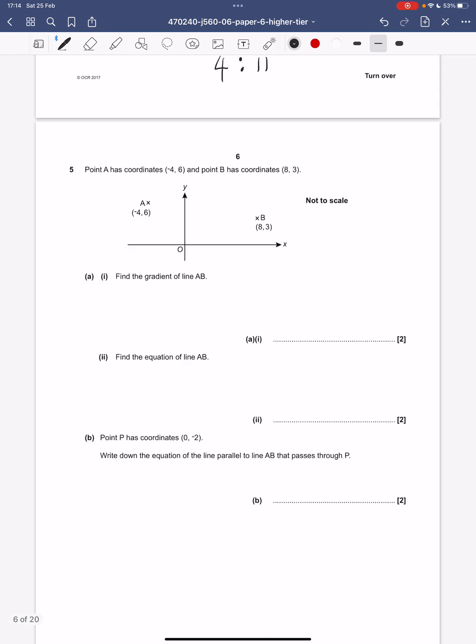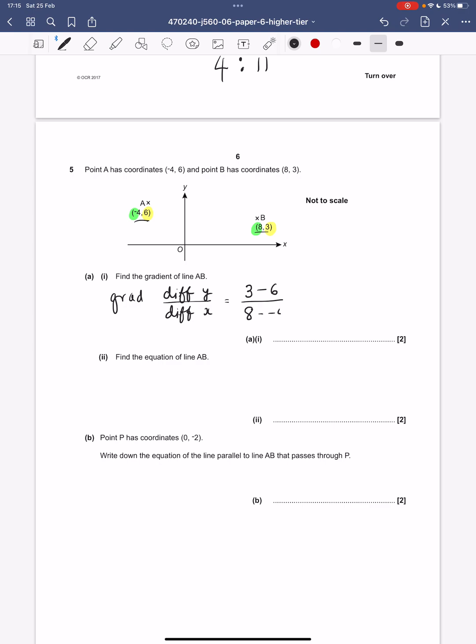Right, number 5. A has coordinates -4, 6. B has coordinates 8, 3. Find the gradient of AB. So the gradient is the difference in y divided by the difference in x. Okay, so the y's, I'll go for a different colour for a change. 3, there's the y's. I usually do the second one take away the first, but you can do it either way around. You get the same answer. And then the next one, 8. As long as you're consistent.